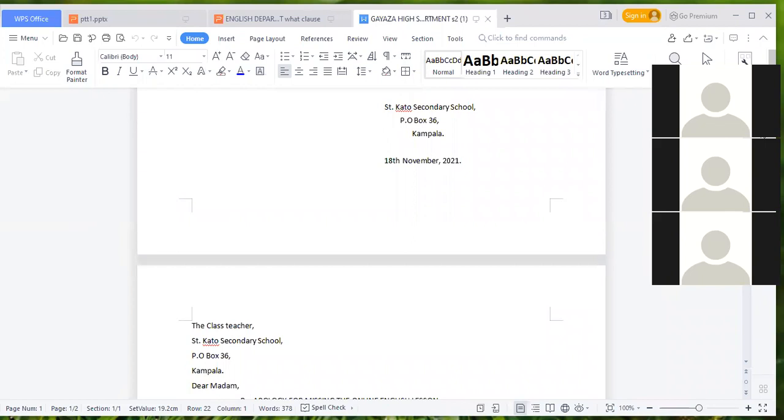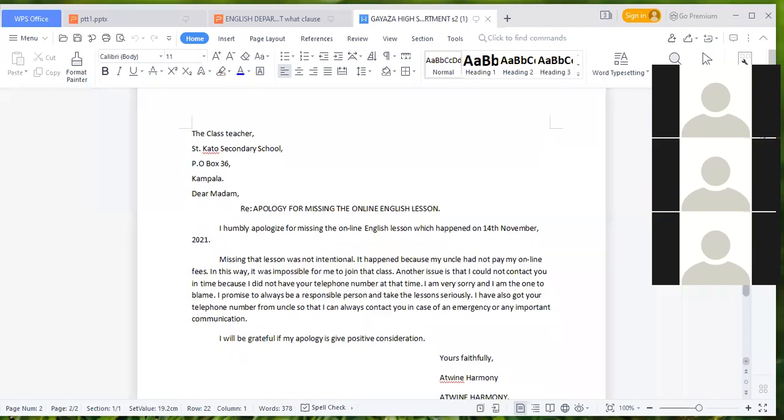Oh, okay. Which letter are we writing, Lindsay? Lindsay, which letter are we writing? An apology letter. Which kind of letter is an apology? Is it official or friendly? It is a formal letter, not so? And right from the start, we've been saying that formal letters have two addresses. So that's what we are doing here. We have the address of the person we are writing to.